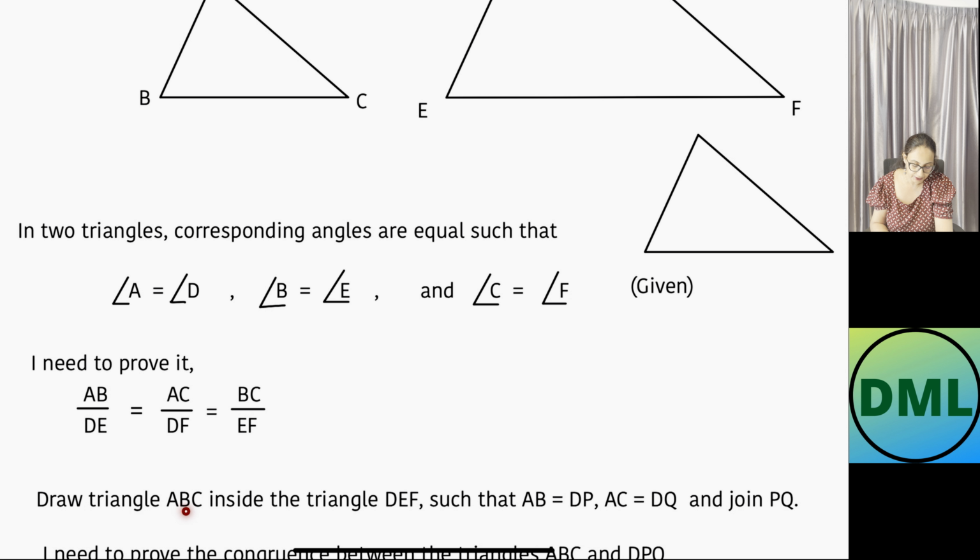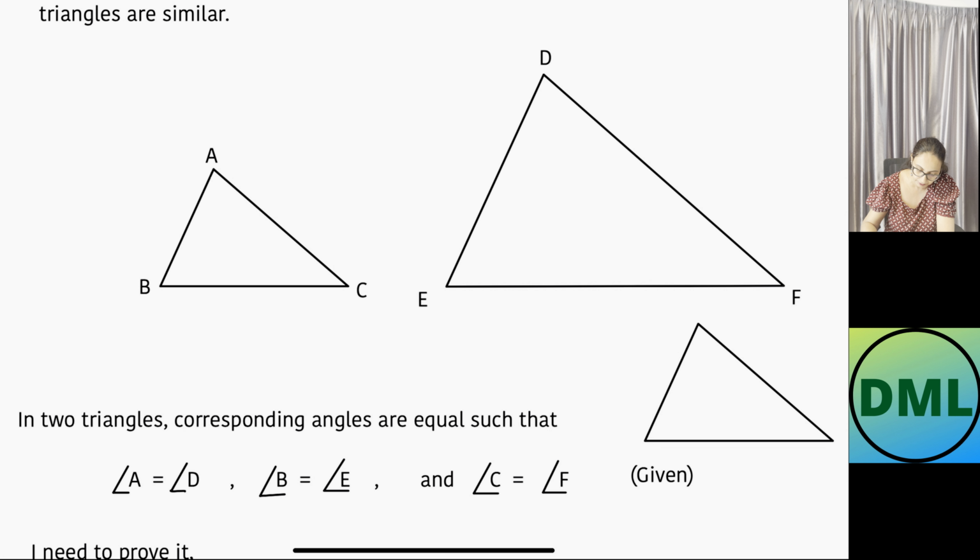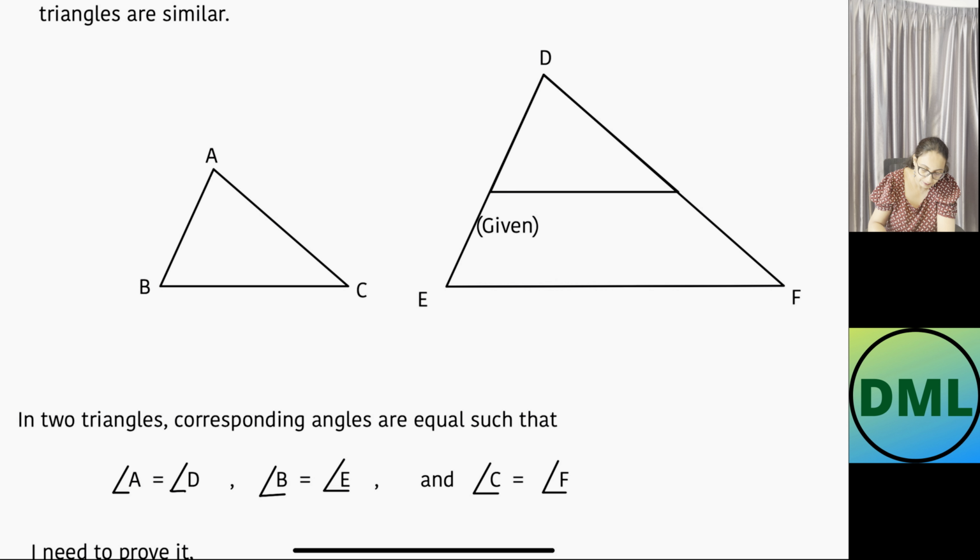Let's draw the triangle ABC inside the triangle DEF such that the length DP is equal to AB, the length DQ is equal to AC, and we join P and Q. Let's draw that inside the triangle. This is my point P and this is my point Q.